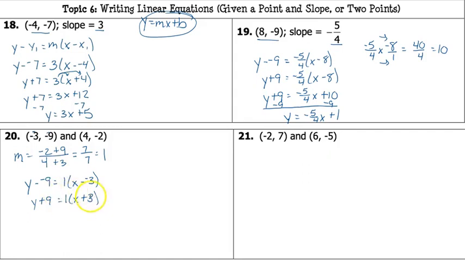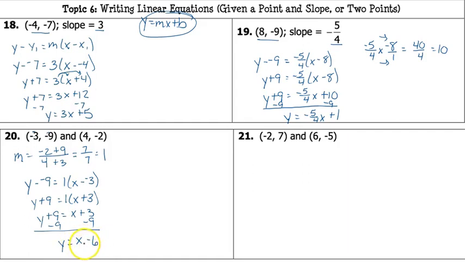Now, when I distribute that 1, well, 1 times anything just stays itself. So really what I have here is y plus 9 equals x plus 3. Still solving for y, so we're going to move the 9, and we're going to have y equals x, 3 subtract 9 is subtract 6. So my final answer in y equals mx plus b is y equals x minus 6.